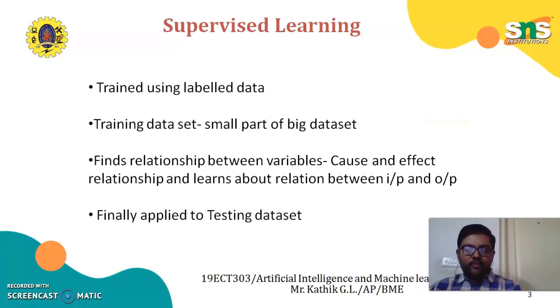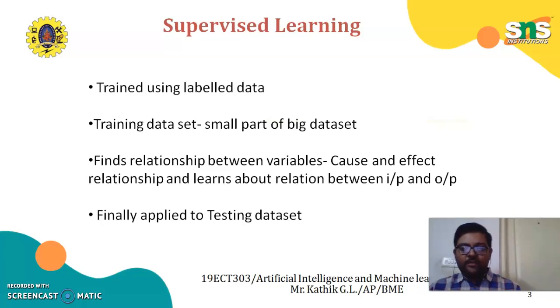Supervised learning. Supervised learning is like a classroom with faculty. In a classroom, faculty trains the students using some information, that is, the labeled data. Likewise, here using supervised learning, the computer or the system is trained using the labeled data. For that, a training data set is used. It is the reflection of a bigger data set. By training, the system learns the relationship between input and output, that is, the cause and effect relationship. When this input is given, what is going to be the output? This is what the system learns from the training data.